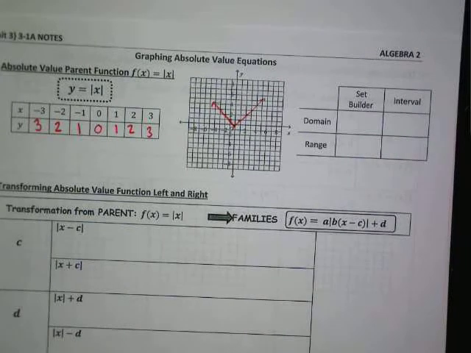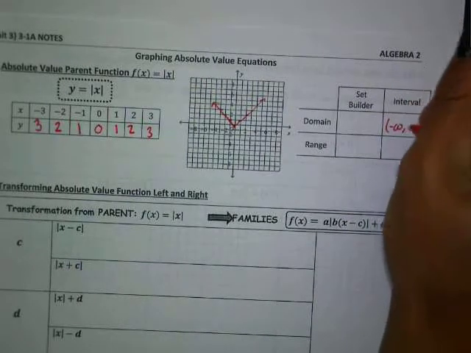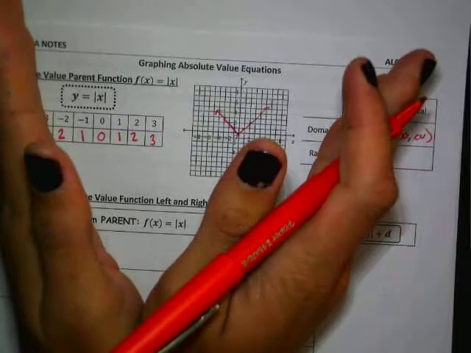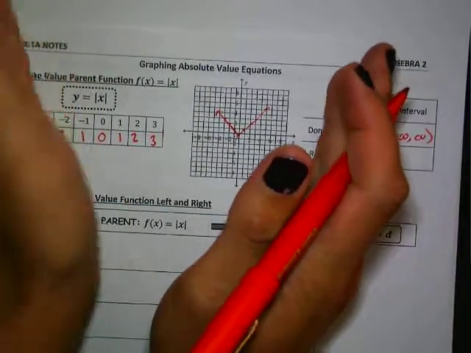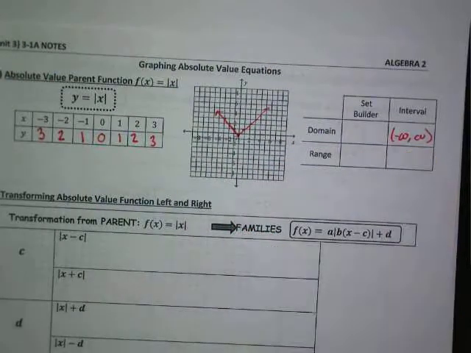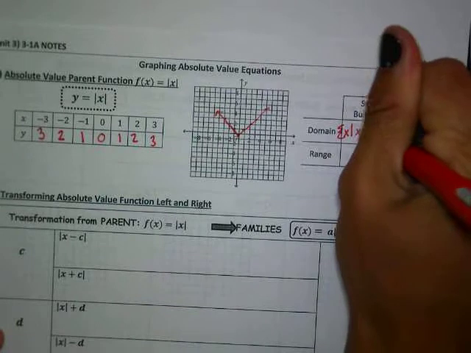And then we have this little domain and range review. For the domain, how far left are we going? Negative infinity. How far right? Positive infinity. No matter what your V looks like, because a V will always be a V, you are forever going to be going left and forever be going right. So this will be the domain for all absolute values. If I were to write it in set builder, x is in all the real numbers.